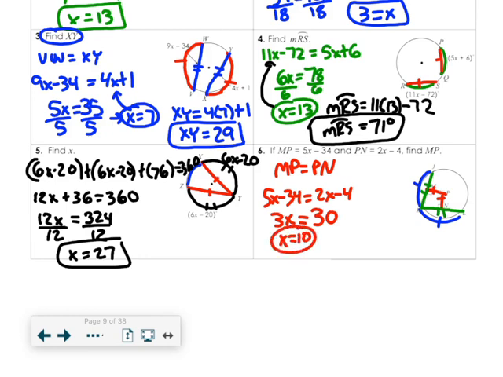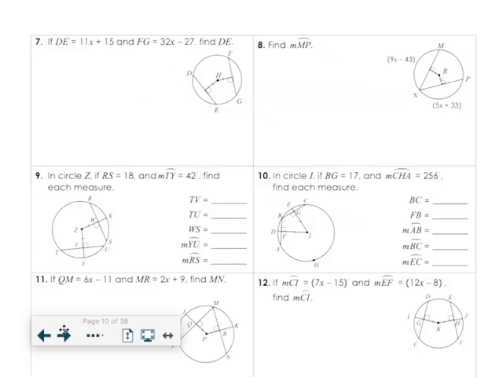Okay, that's not what they asked for. So we're going to plug that back into MP, which was 5 times 10 minus 34, which is 50 minus 34. So MP is 16. Okay, that's the first page. Let's move on to the last page.